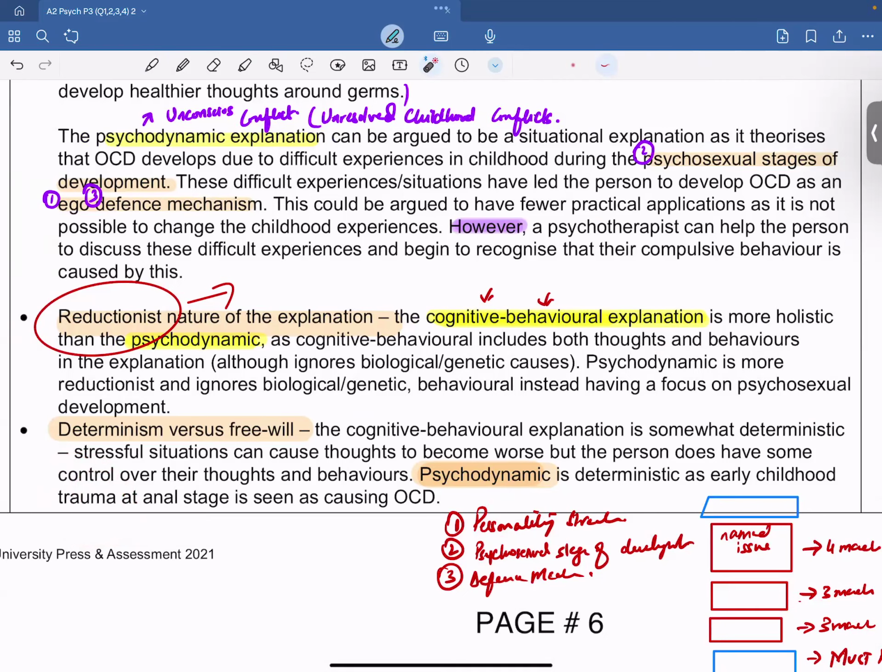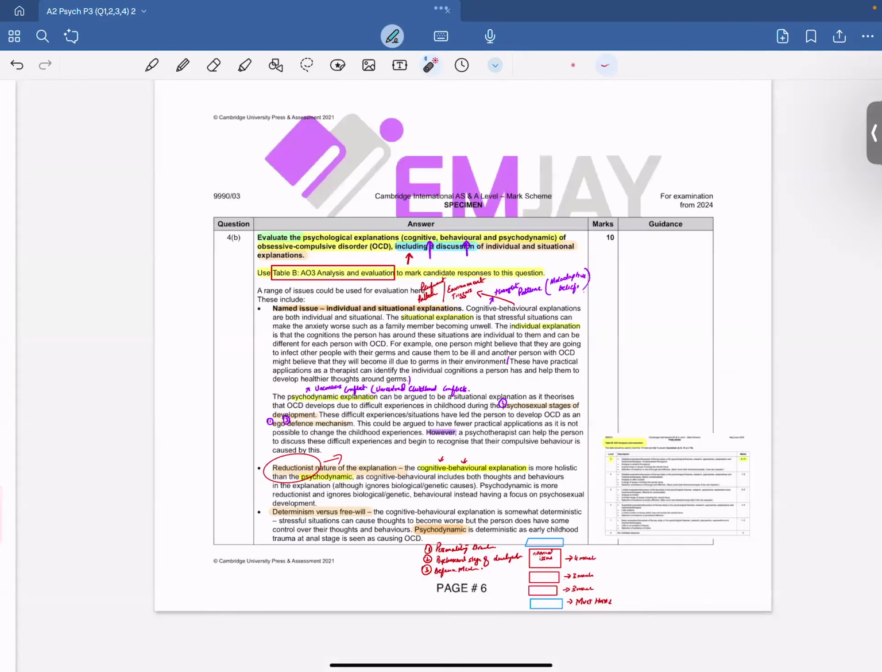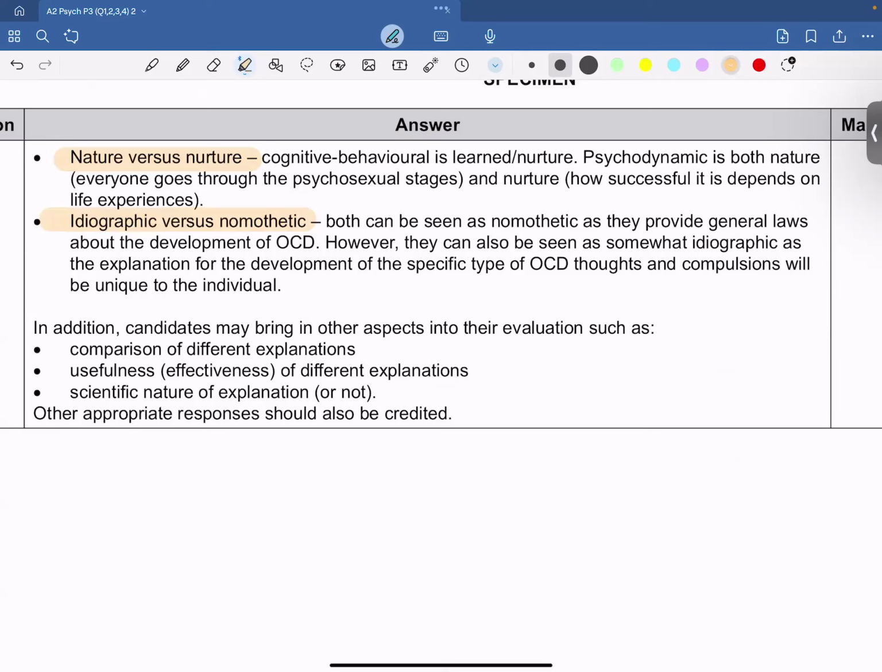Now, you could use these points, or you could use the nature versus nurture debate over here. You could use the ideographic versus nomothetic evaluative point. So again, nature versus nurture debate. Cognitive behavioral is learned or nurture based. Psychodynamic is both nature and nurture, because the nature part over here explains everyone going through the psychosexual stages, and the nurture part, how successful it is depends on the life experiences the individual has.